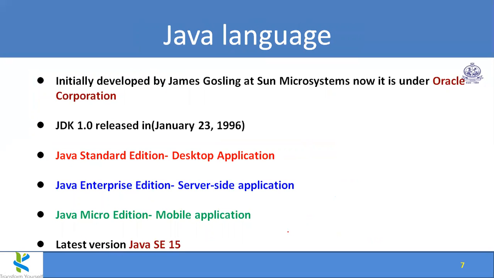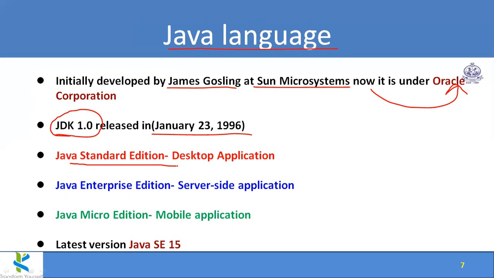Next is how the Java language has become available. It was developed by James Gosling, as we have seen, and by Sun Microsystems. Now it is undertaken by Oracle Corporation. That also I have told you. The initial version of the Java compiler, JDK 1.0, was released on January 23, 1996. Since then, so many versions and so many updates have taken place. The Java Standard Edition is mainly for creating desktop applications.